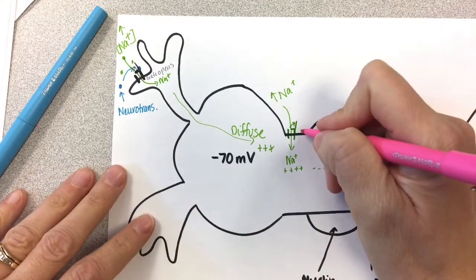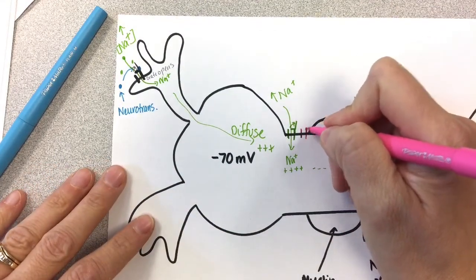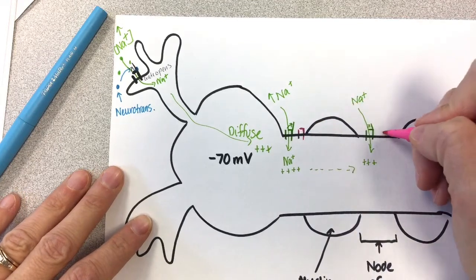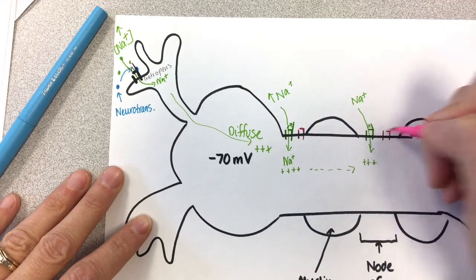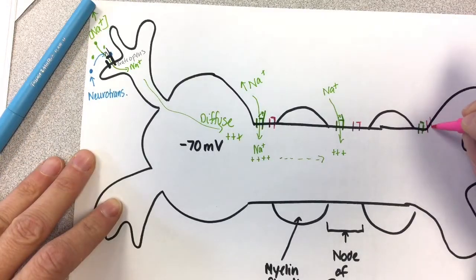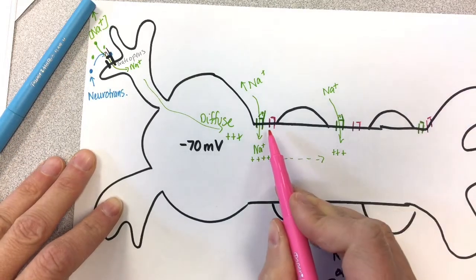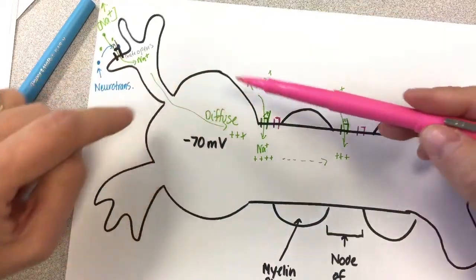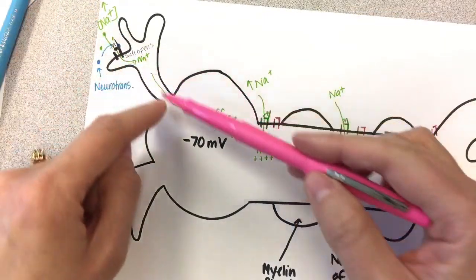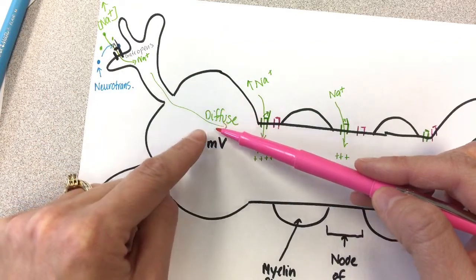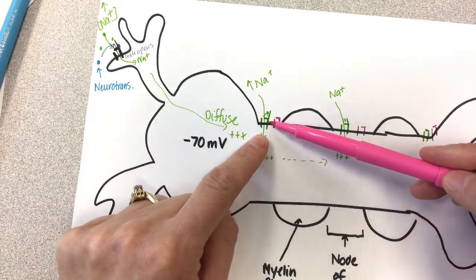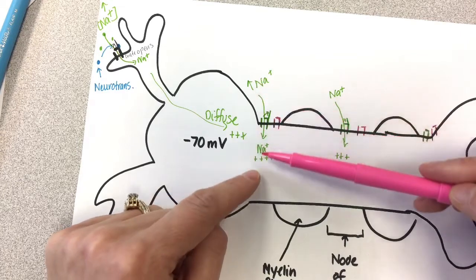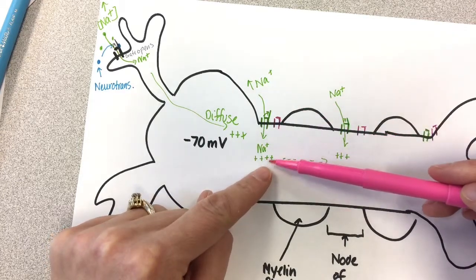There are also potassium gates here that are shut. Let's draw these guys here. So the potassium gate's open. Let's look at what happens. Stimulus causes sodium to go into the cell. Inside the cell becomes positive. That triggers the first gate at the first node to open. Sodium gate opens, sodium comes in, inside the cell becomes positive.